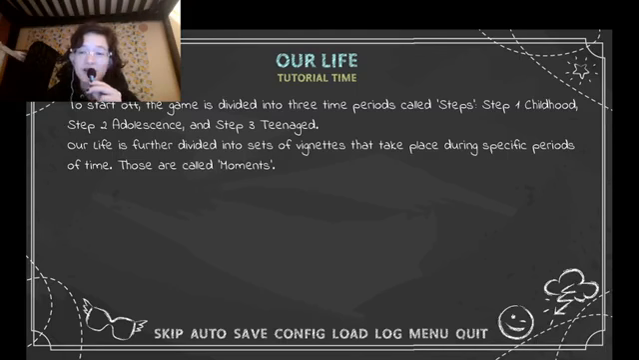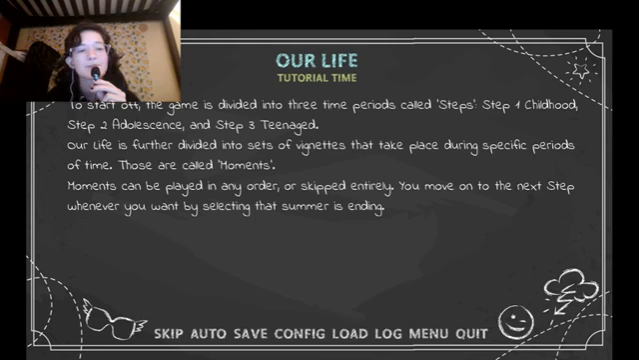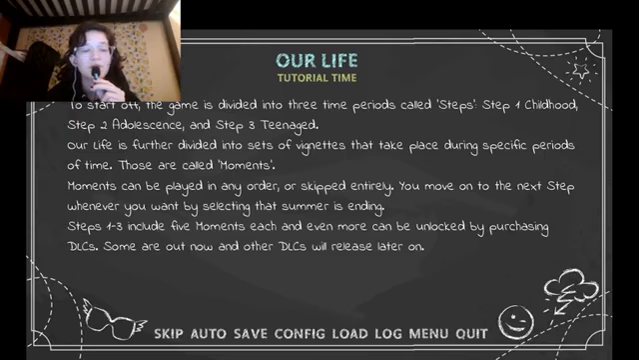That take place during specific periods of time. Those are called moments. Moments can be played in any order or skipped entirely. You move on to the next step whenever you want by selecting that summer is ending. Steps 1 through 3 include 5 moments each, and even more can be unlocked by purchasing DLCs. Some are out now, and other DLCs will be released later on.